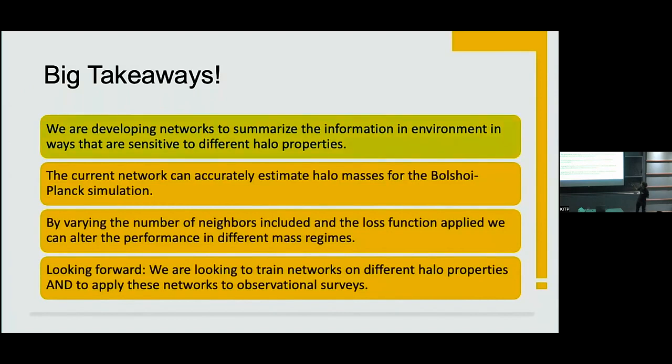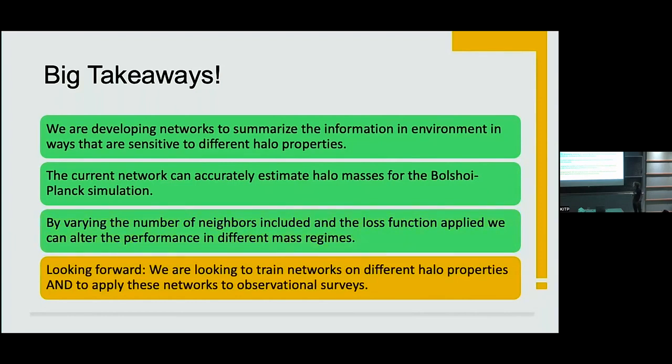So we're working to develop networks to summarize the information in the environment in ways that are sensitive to these different halo properties. So it's sensitive to predict halo mass, to predict halo concentration, and so on. We currently have a network that can accurately estimate halo mass over a wide range of masses for the Bolshoi-Planck simulation.